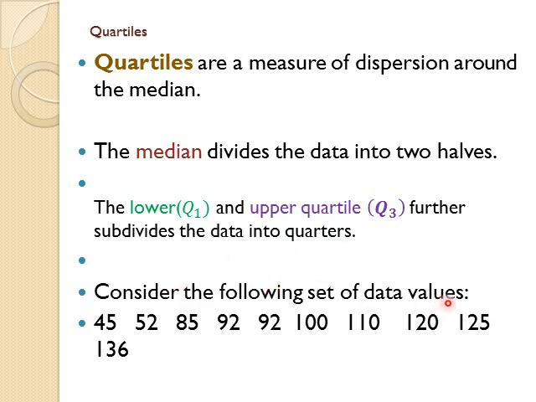So we consider the following set of data: 45, 52, 85, 92, 92, 100, 110, 120, 125, 136. That's 2, 4, 6, 8, 10 data values, right?